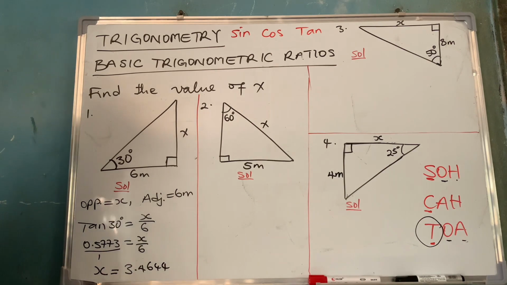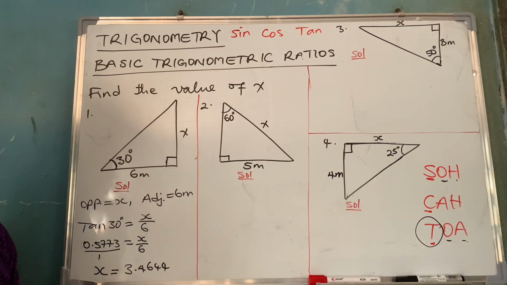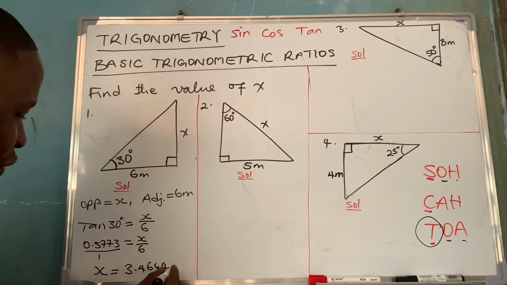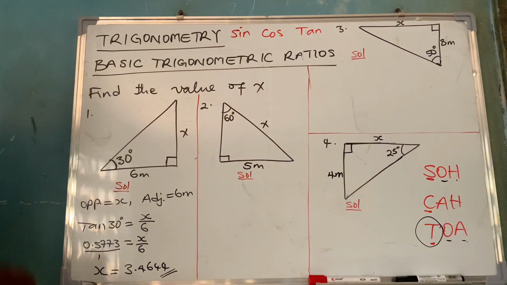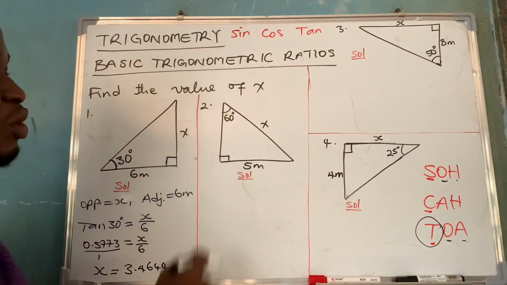3.4644. Depending on the exam you are taking and the instructions of the examiner, you may be asked to leave your answer to 1 decimal place, 2 decimal places, or otherwise. So for the meantime, the value of x is 3.4644. Now the next problem here is to find also the value of x.